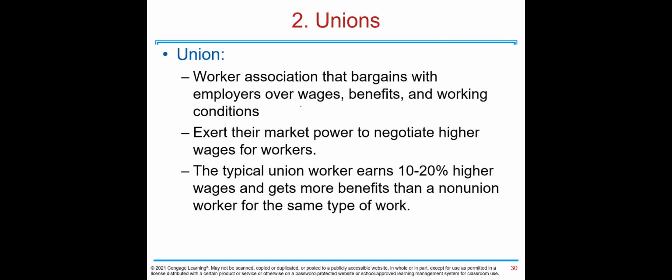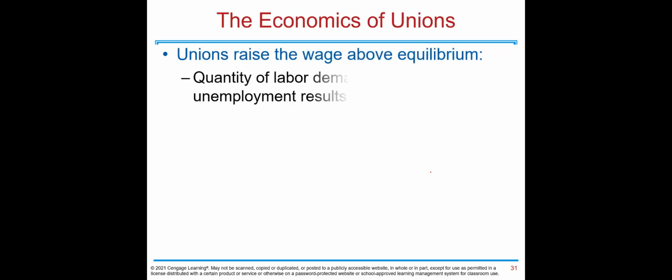The second reason is union. A union is a worker association that bargains with employers over wages, benefits, and working conditions. And unions exert their market power to negotiate higher wages for workers. The typical union worker earns 10 to 20% higher wages and gets more benefits than a non-union worker for the same type of work. So anybody inside the union is getting higher wages and more benefits, but people outside the union are not getting these benefits.